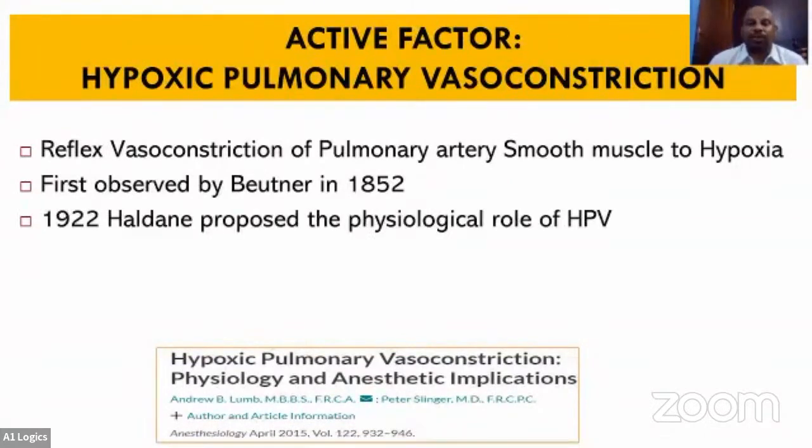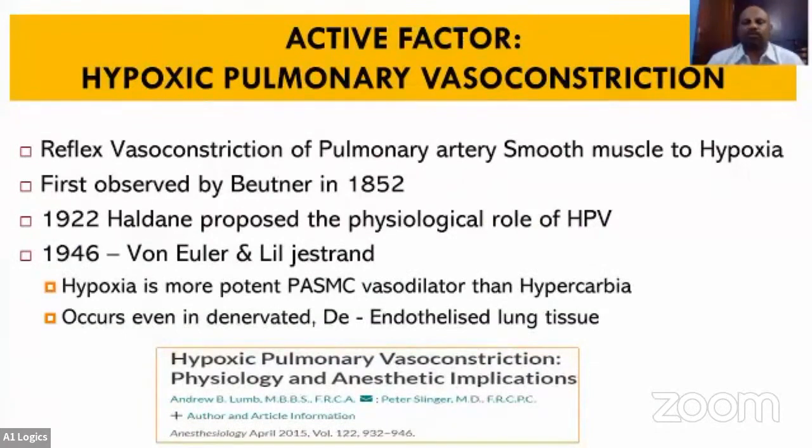But it was in 1922 that Haldane proposed the physiological role of HPV. It was in 1946 that Van Euler and Liljestrand produced a seminal paper on this HPV. So what does this paper say?